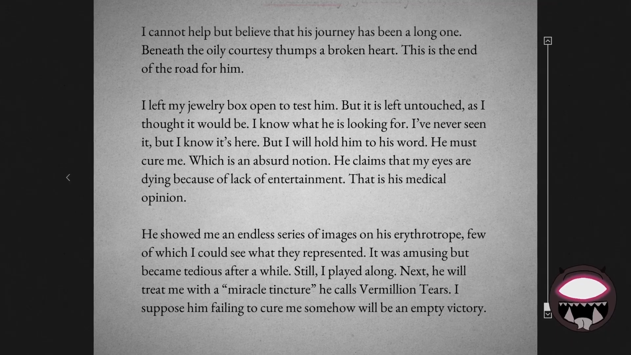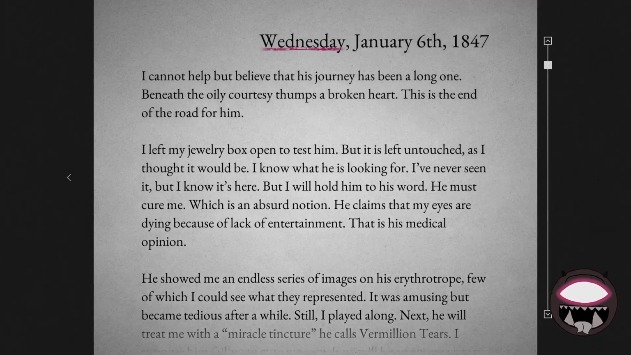He claims that my eyes are dying because of lack of entertainment. That is his medical opinion. He showed me an endless series of images on his ethereoscope, few of which I could see what they represented. It was amusing, but became tedious after a while. Still, I played along. Next, he will treat me with a miracle tincture he calls vermilion tears. I suppose him failing to cure me somehow will be an empty victory.